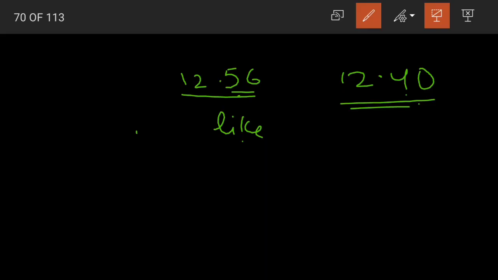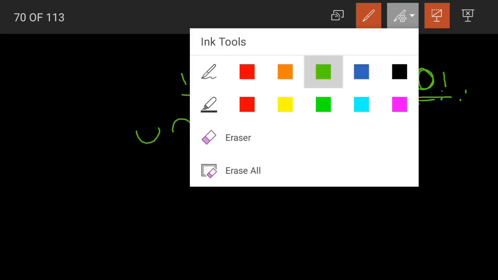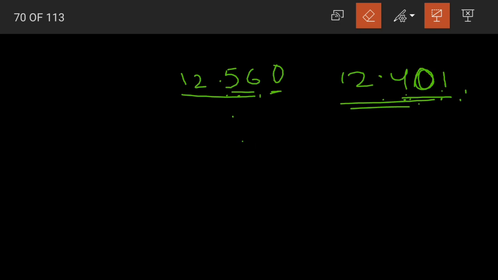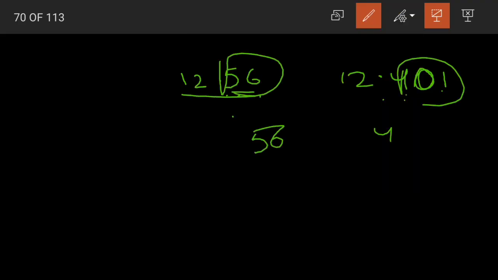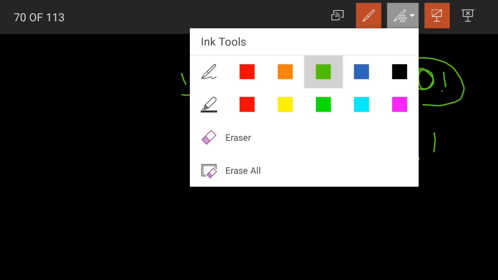So whenever you have two decimal numbers that are unlike, convert them into like decimals by adding zeros. Okay. Now what if this was 0.401? Again here it's only 2 digits, so for the third digit I'll write a 0. Understood? Suppose I compare the decimal parts as they are, 401 and 56. What will I say? 56 is less than 401. So 12.56 is less than 12.401.